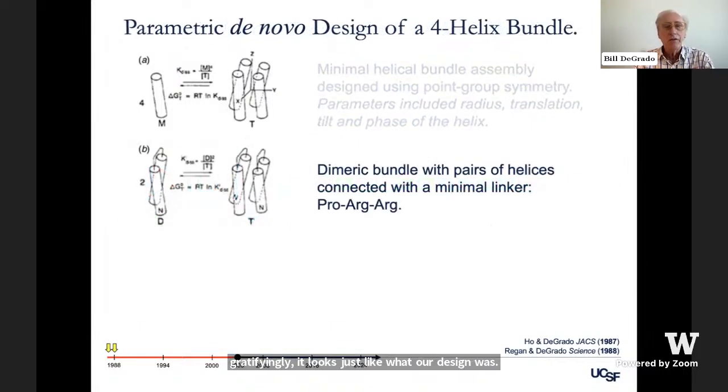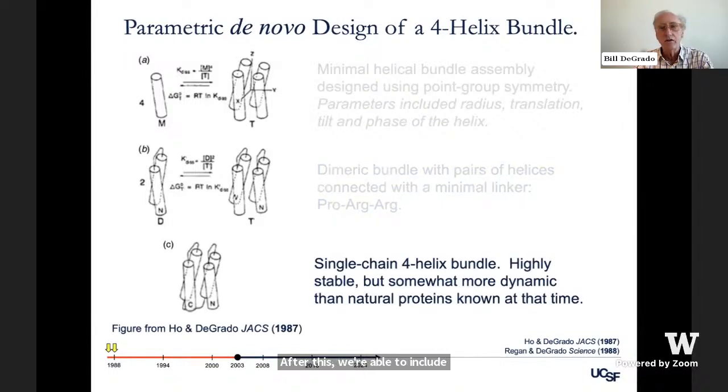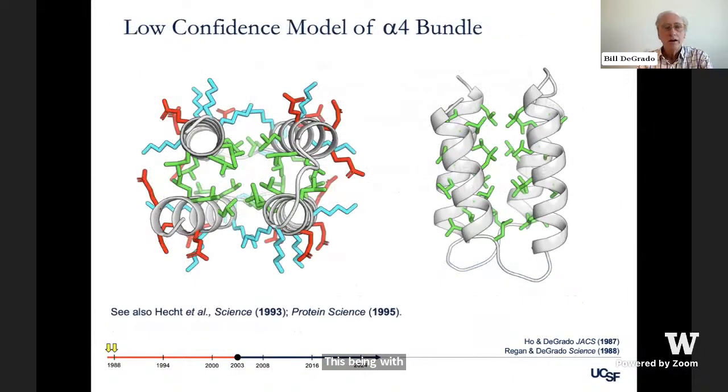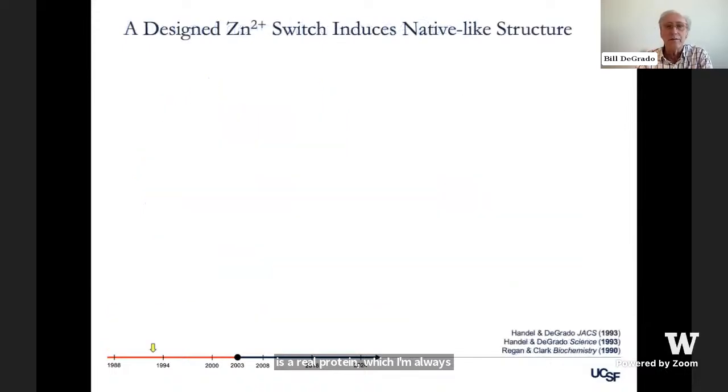After this, we were able to include loops to make a dimeric and then a single chain 4-helix bundle, this being with Suiho and Reagan. Now, the protein, according to Chai-1, does fold into about the right structure, but it had low confidence. And at the time, we thought it was not as uniquely folded as a real protein, which I'm always delighted when things don't turn out quite right, because that's where the learning begins.